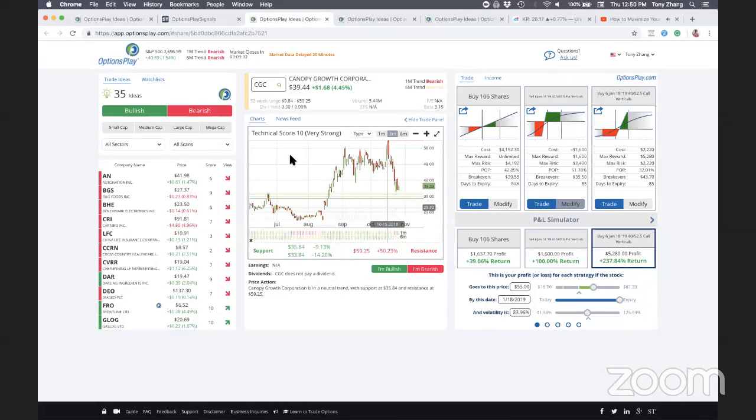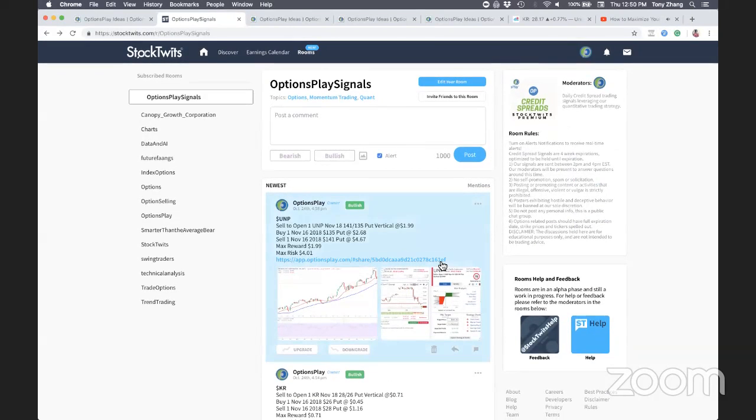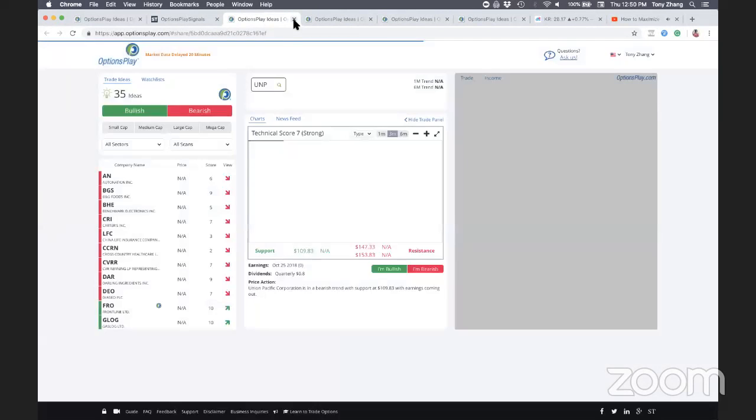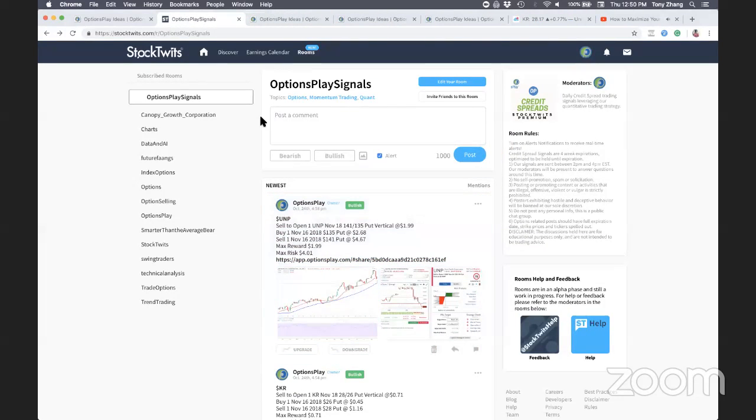Mike, do we have to buy Options Play software? You do not in order to sign up for the signals. If you sign up for the signals and you don't have Options Play, what you can still do is view the strategy, but you won't be able to modify it and change it and utilize the platform. You do not need to be an Options Play subscriber to subscribe to Options Play signals.